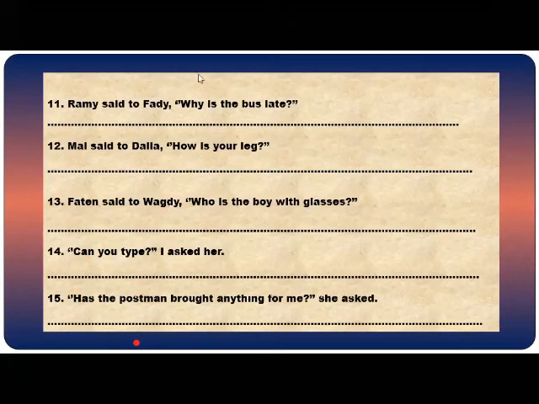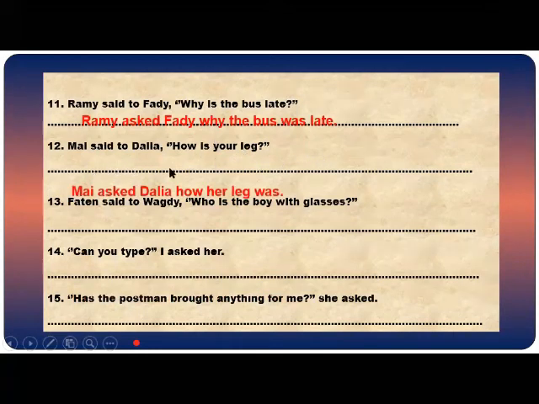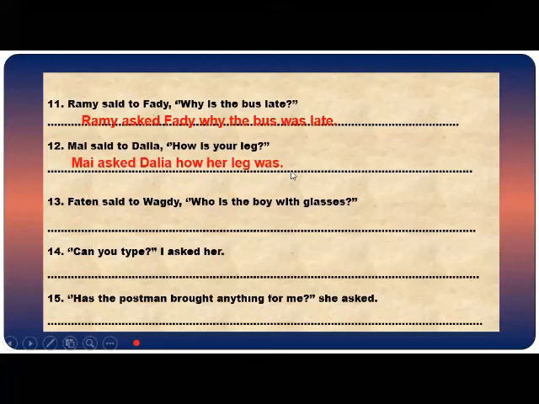So Rami asked Fadi why the bus was late. Okay. May said to Dalia, how is your leg? So here, May asked Dalia how her leg is: is will be was. May asked Dalia how her leg was.